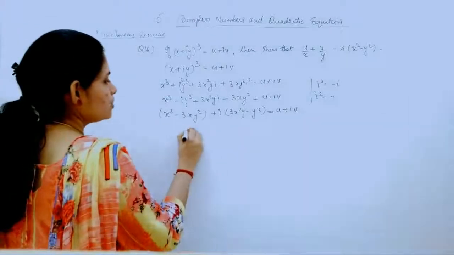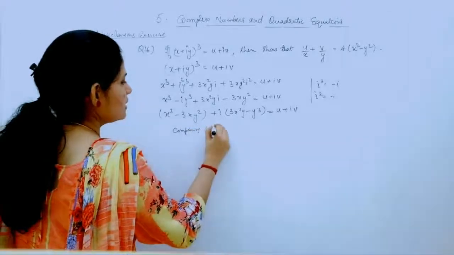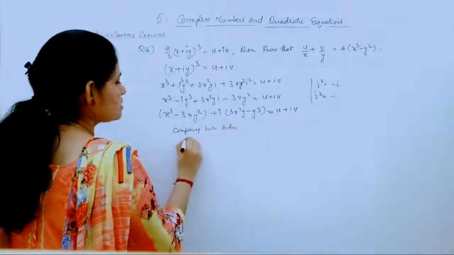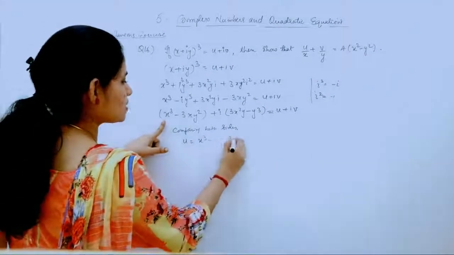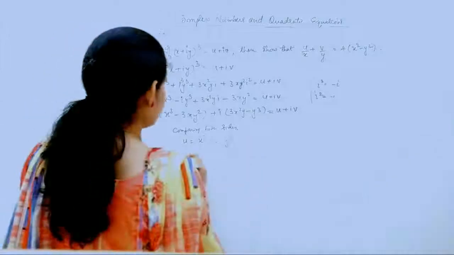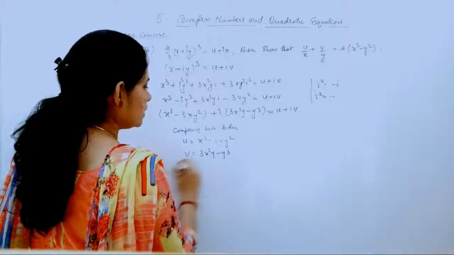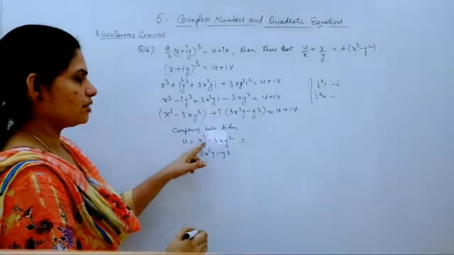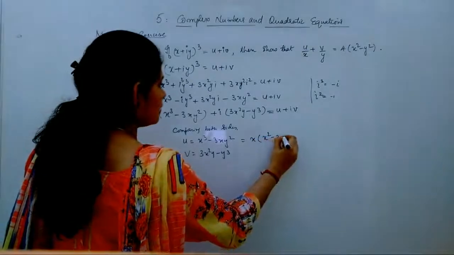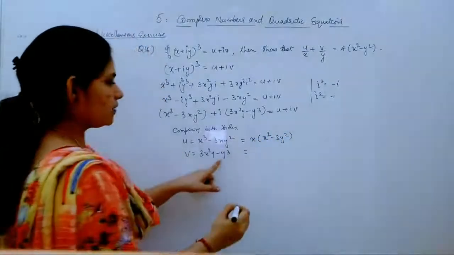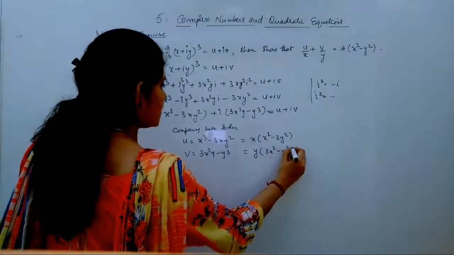So you will get, comparing both sides, real parts will be equal, that is u will be equal to x cube minus 3xy square and v will be equal to 3x square y minus y cube. Now here you can see that you have something in common which can be taken out, that is x, and remaining will be x square minus 3y square. And here again you have y in common, taking out you will get 3x square minus y square.